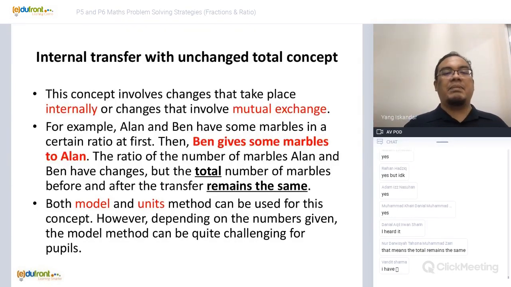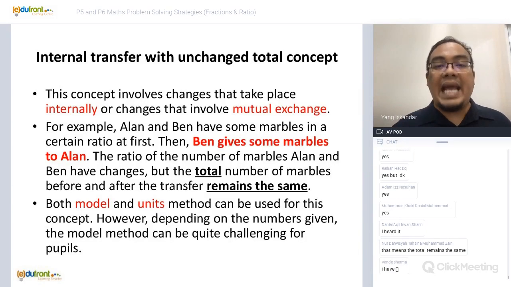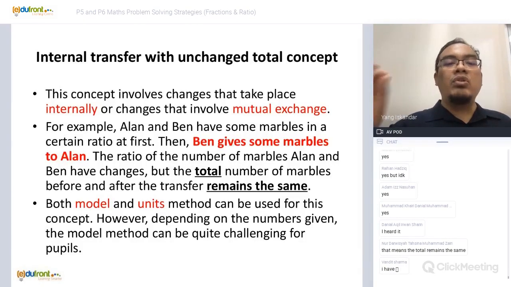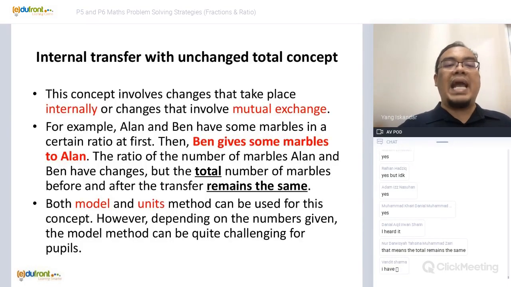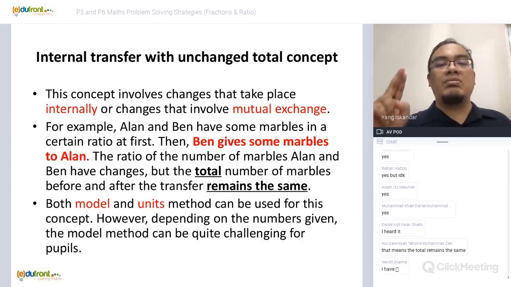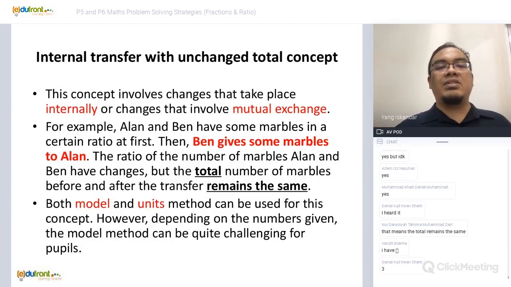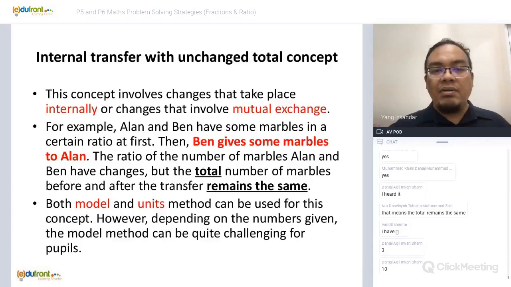I give you a simple example. Let's say Alan has 5 marbles, Ben has 5 marbles. Total, 5 plus 5, they have 10 total. Now, if Ben gave 2 marbles to Alan, Ben has 5, he gives 2 to Alan. So Alan now has 5 plus 2 equals 7. Ben will have 5 minus 2 equals 3. So 7 for Alan, 3 for Ben, total is still 10. So how you transfer? As long as you transfer to each other, the total before and after remains the same. Okay?